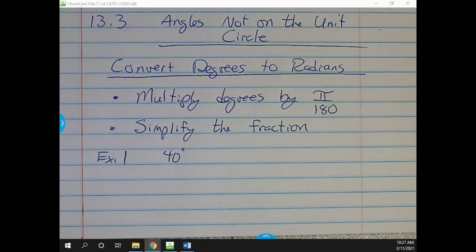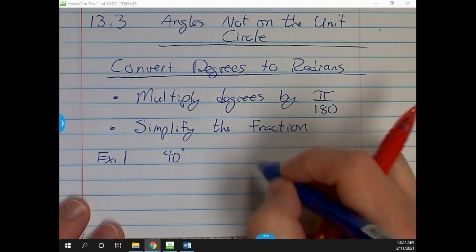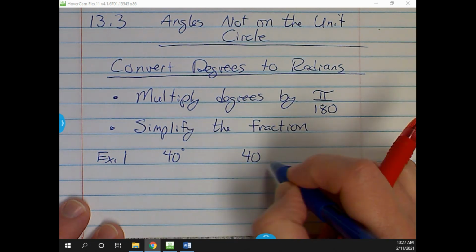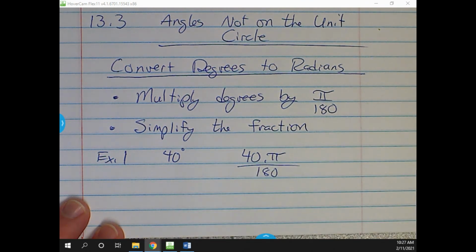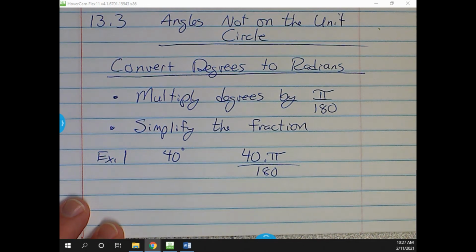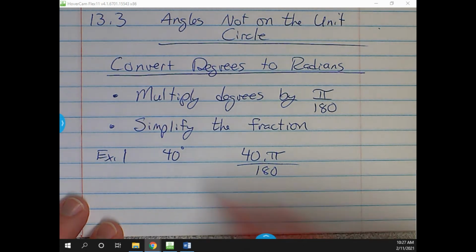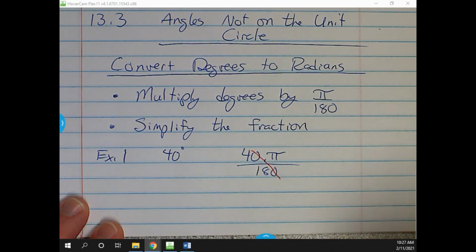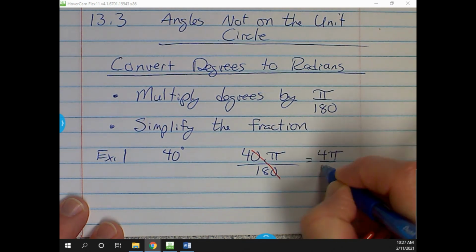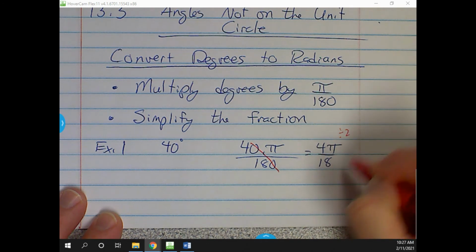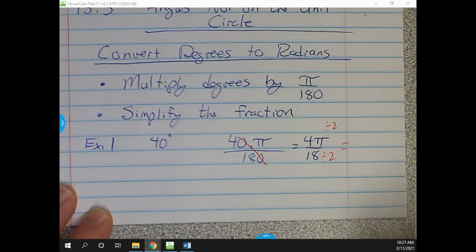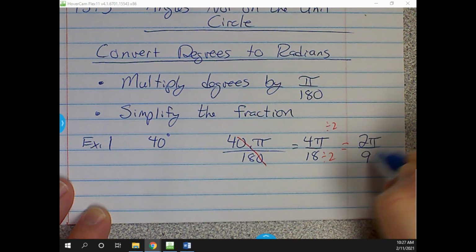Okay, so let's go with 40 degrees. Again, it's close, but not quite there. So if it's not on the unit circle, we're going to take that number 40 and multiply it by pi over 180. And if you want to, you can just make it like one big fraction. And for the simplifying, if they end in 0, it's really easy because you can knock out the zeros. Make it 4 pi over 18. They're both even, so you can divide them both by 2. So that would make it 2 pi over 9.